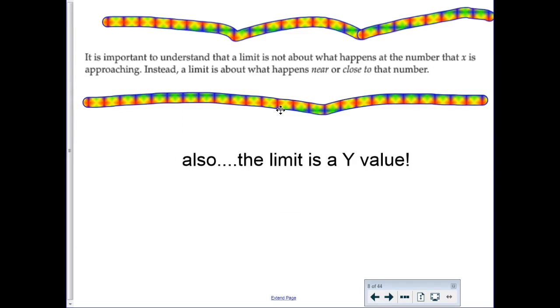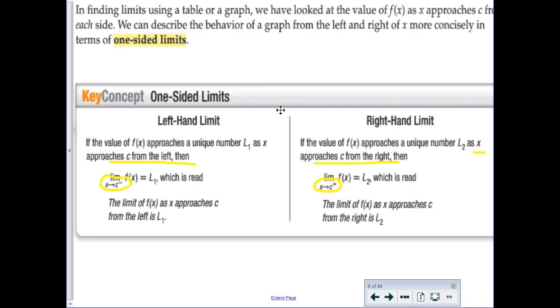So big idea here, guys. The limit is a y value. If you think about it from the standpoint of end behavior, it's the f of x approaches part of end behavior. Okay, so the limit is what height is it trying to get to. So we have two types of limits that we're going to discuss. You have a one-sided limit versus a two-sided limit.